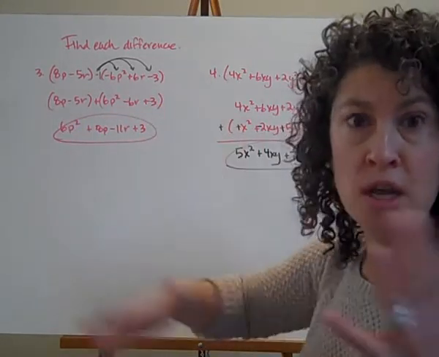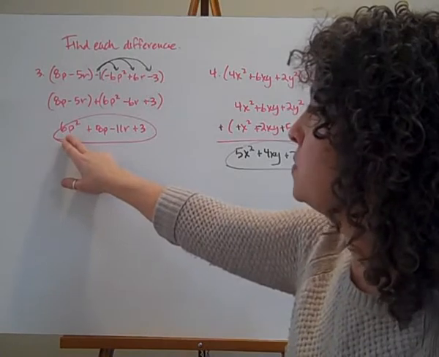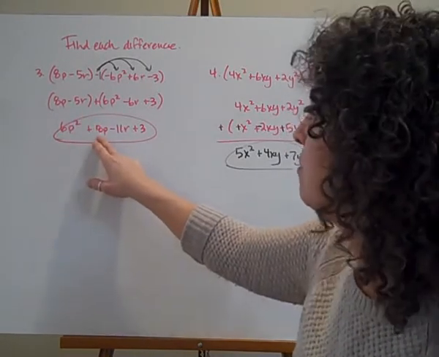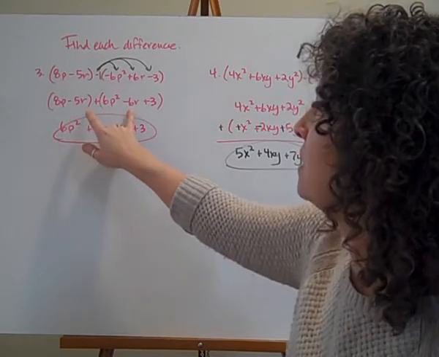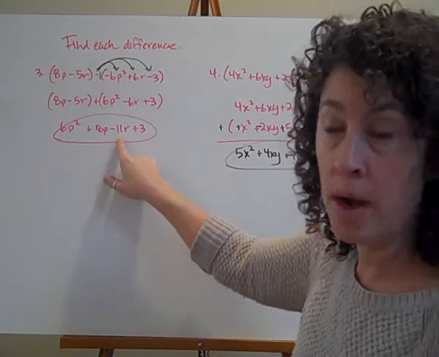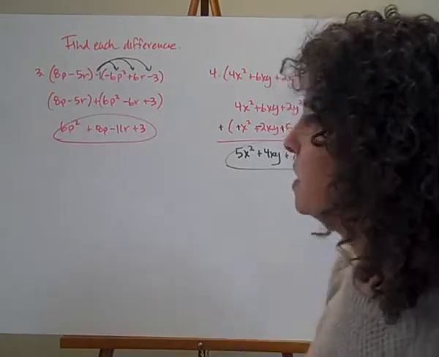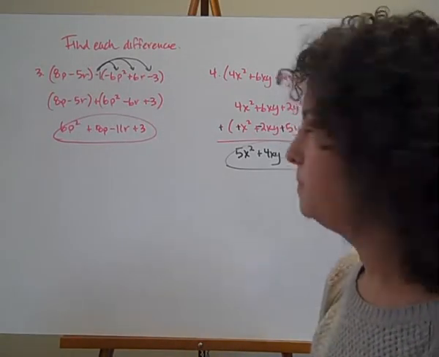Since this is just addition, I can move things around. So 6p squared. My 8p doesn't have anything like it, so that's by itself. Now I have negative 5r and negative 6r, which gives me negative 11r. And then my plus 3 hangs out on its own. So I end up with this polynomial for my difference.